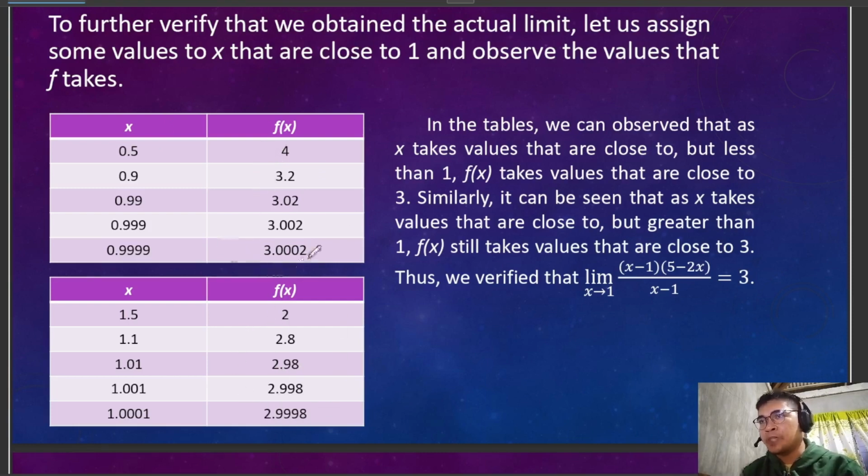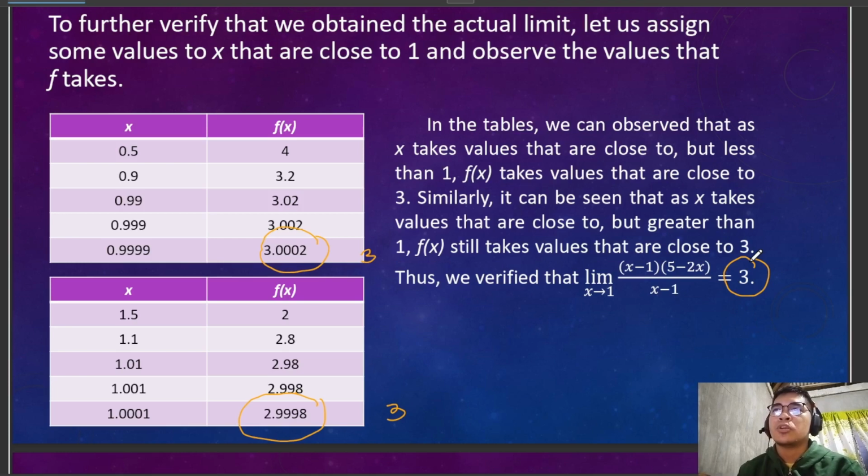So by observing alone here, they have what we call a number. Okay, 2.998 and then 3.002. By looking along the table, there is an existing number where they meet. Which is, if you continue this, this will equal to what? 3. If you continue going down, that is equal to 3. So therefore, we can see and say that as x approaches 1, in this limit, x minus 1 times 5 minus 2x all over x minus 1, the limit is 3.